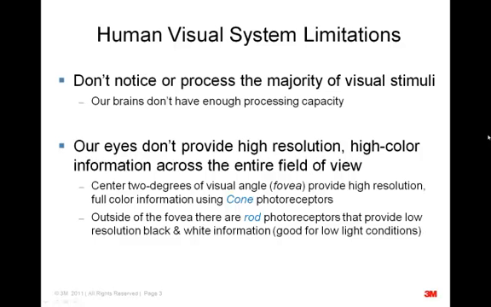Only the center 2 degrees of visual angle, where the light from the image is falling on the fovea, do we get high-resolution, full-color information. The fovea has a high concentration of cone photoreceptors, good for both color and resolution. Away from the fovea, there are more rod photoreceptors. These provide low-resolution black and white information. Rod photoreceptors are actually quite good in low-light conditions.